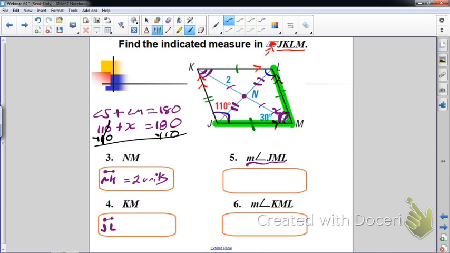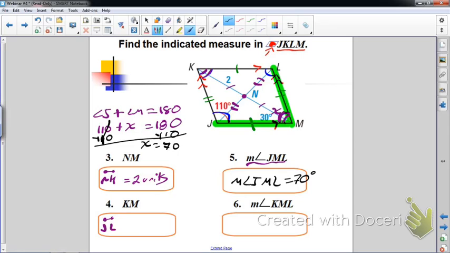That simplifies to 0, so we're left with X is equal to 70 degrees. Okay? Super simple. It's not that hard. So we can say that the measurement of angle JML is equal to 70 degrees.